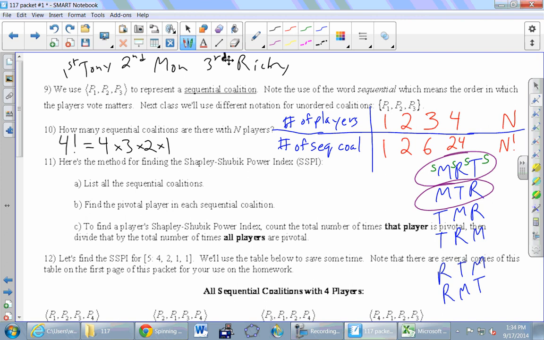All right, let's do the calculation. 4 times 3 is 12, times 2 is 24, times 1 is 24, which is exactly the right answer for the 4 number. And so if I wanted 6 factorial, we would start with what? 6, and then multiply by 5, and then 4, and 3, and 2, and 1.